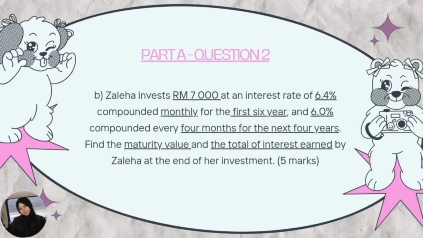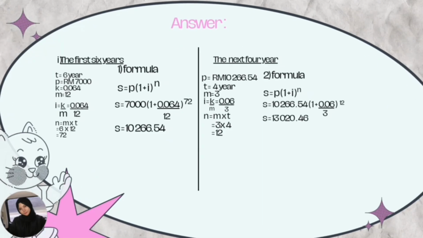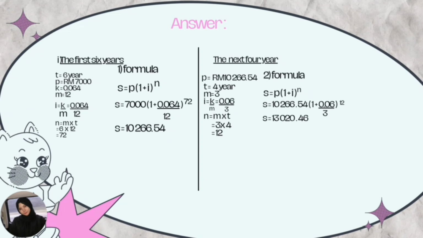Question B. For this question, we need to find the maturity value. Firstly, we need to solve for the first 6 years. You will get T equal to 6 years. Principal P equals RM7,000, K equal to 0.064 and M equal to 12. Use formula S equals P bracket 1 plus I bracket the power of N. So S equals 7,000 bracket 1 plus 0.064 over 12 bracket power of 72.